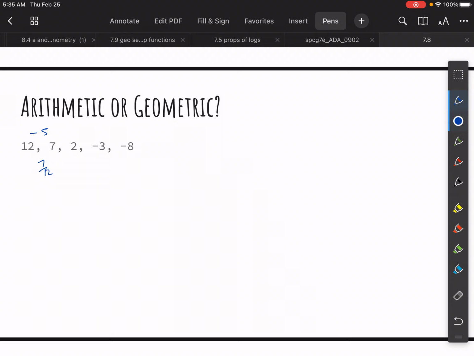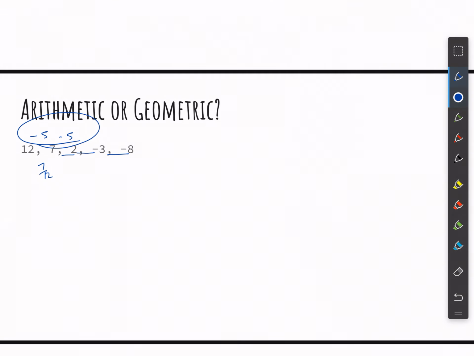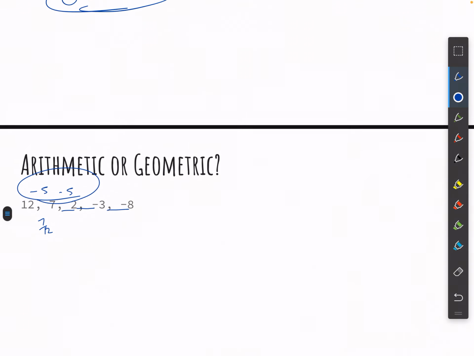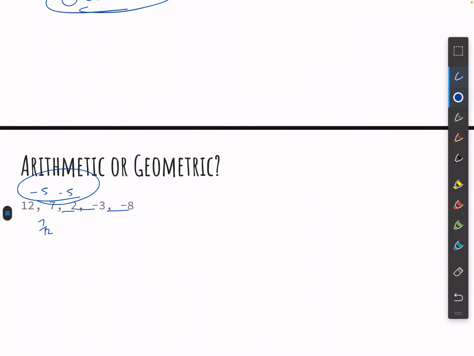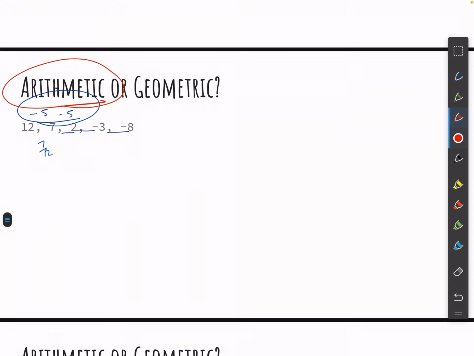So subtract 5. If I subtract 5 again, I get this. Subtract 5, I get that. Subtract 5, I get that. So I am subtracting 5, so this is geometric. Oh, sorry, mistake. This is arithmetic. I just had geometric on the mind. But yes, this is arithmetic because we are subtracting by a common difference.